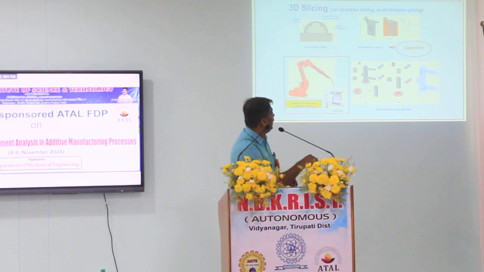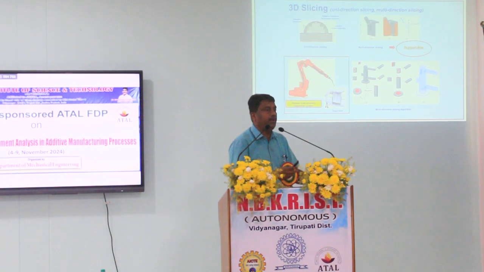Whereas here, we can use multi-directional slicing. Suppose you want to print something like this in a powder bed, then we have to give supports over here. Whereas in welding based processes, if we have a 2-axis turntable, we can use multi-directional slicing, and then we can print by manipulating the position. What you see here is the exact system, but we have at IIT Madras an 8-axis fully integrated system.